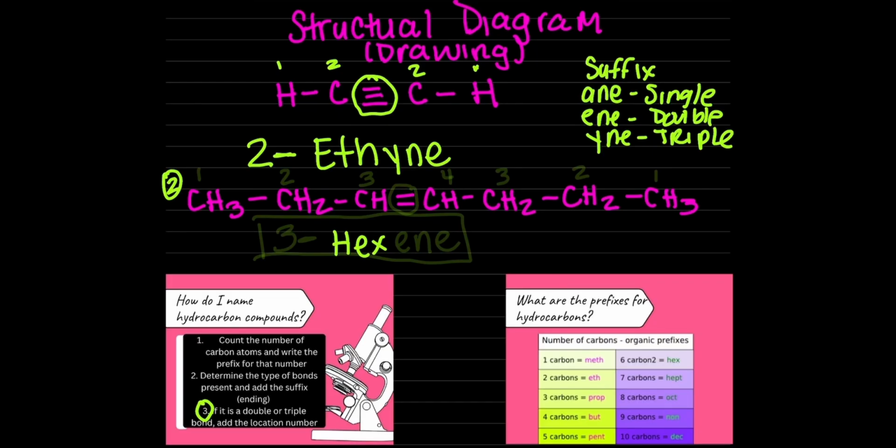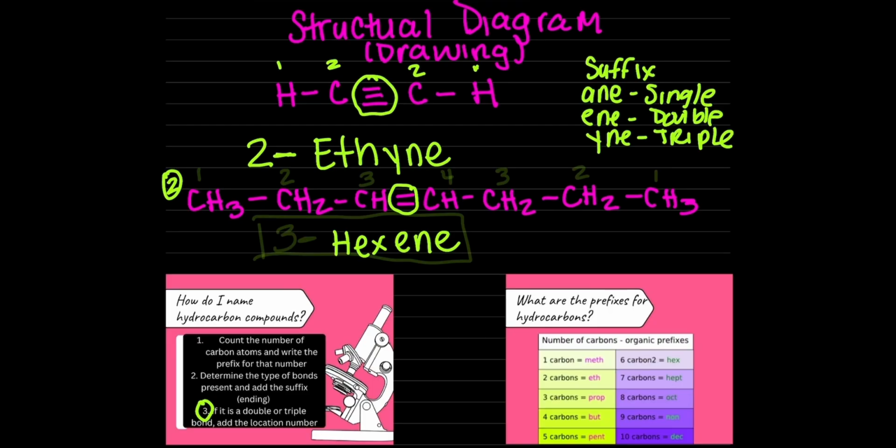That's the prefix. Now I want to identify the suffix. The suffix is based off of the bond. When I look at this structural diagram, I clearly can see that I have a double bond right here. When I look at my suffix for double bond, I see that it is ENE. So I'm going to write ENE at the end. Now the rule is, when it comes to your structural diagrams, if you have a double or a triple bond, your double or triple bonds have to add the location number.